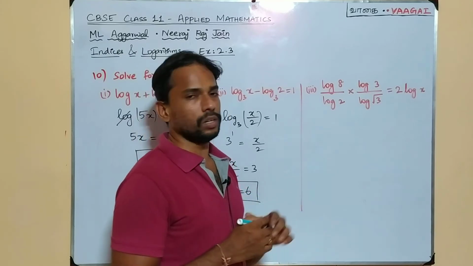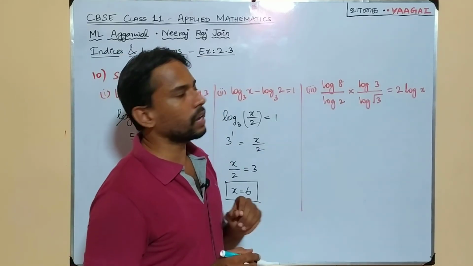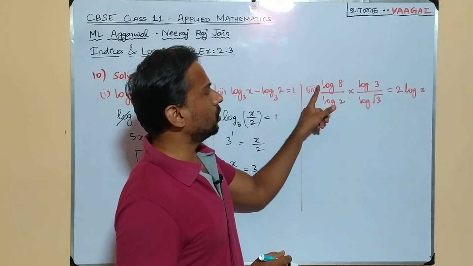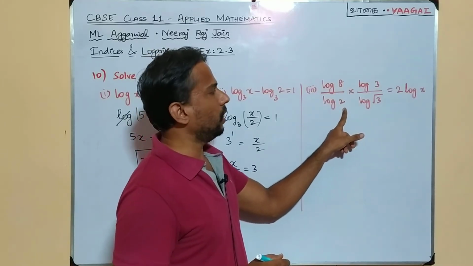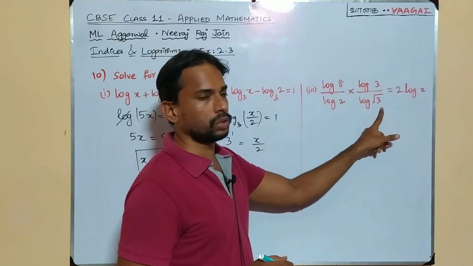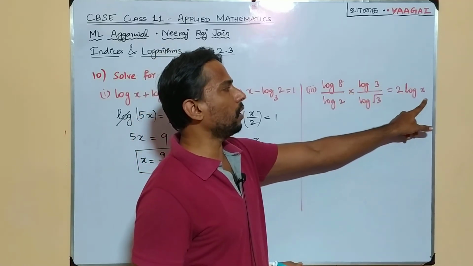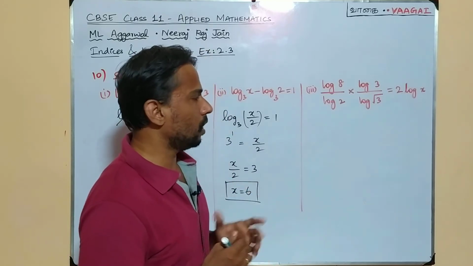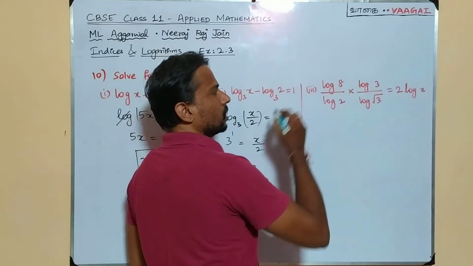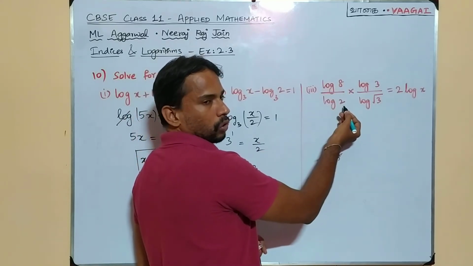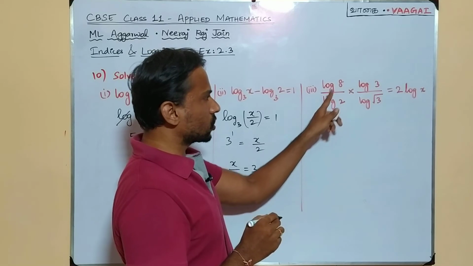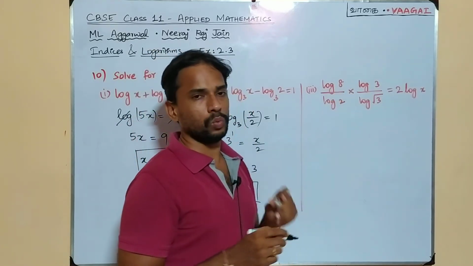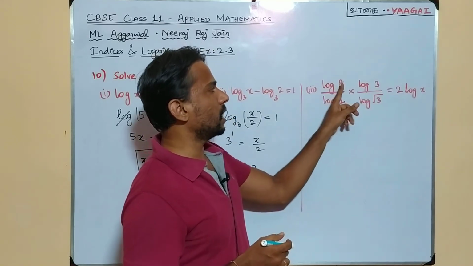Now last one, coming to the third subdivision, here we have a big expression. So what we can do here is we have log 8 by log 2 into log 3 by log root 3 is equal to 2 log x. So this is what we have here, right? So how we can handle this one is, we'll go further. Start from this log 8 and here we have log 2. So let's try to write this 8 as a power of 2. We can do that, right?